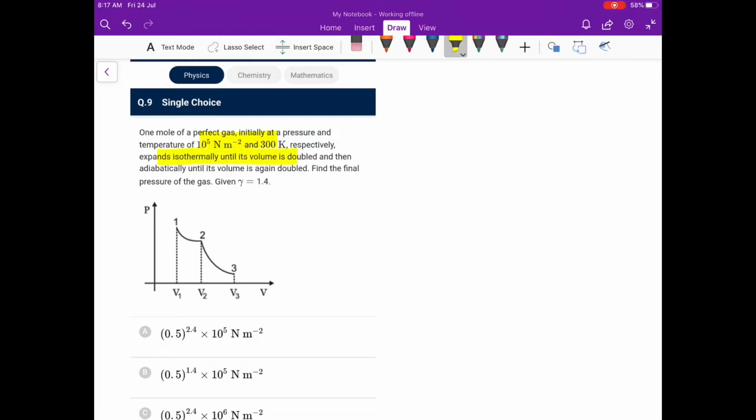Okay, so volume is doubled, that means this pressure, if it was P0, it will become P0 by 2 for sure, because volume is doubled. And then adiabatically until volume is again doubled. Find the final pressure.